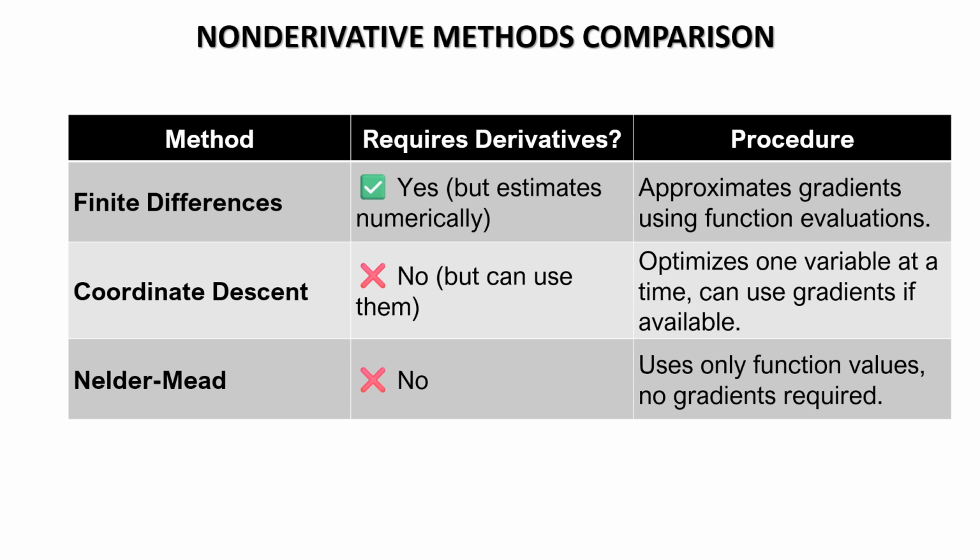Here is a short comparison of these non-derivative methods. Finite differences approximate gradients using function evaluations. Coordinate descent optimizes one variable at a time and can use gradients if available. And Nelder-Mead methods use only function values, no gradients required. So according to your use case, you can choose the appropriate method for calculation.